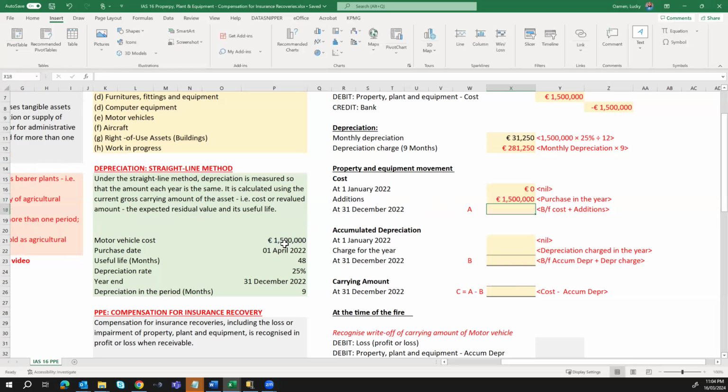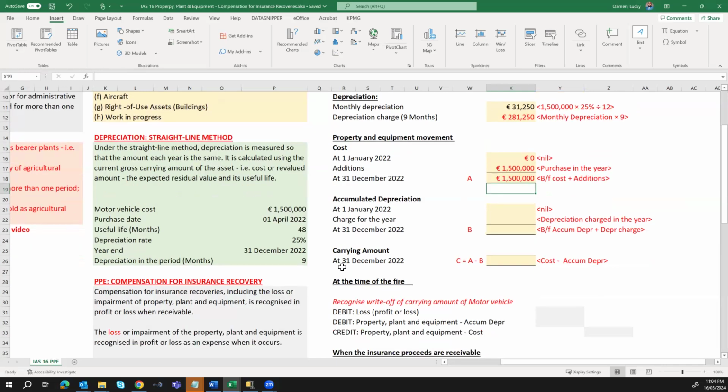Okay, 1.5 million euros. So the total cost for the period is the brought forward cost plus the additions, which gives us the 1.5 million euros. Then we move down to the accumulated section. So again, we don't have any accumulated brought forward because cost brought forward was 0, so accumulated will also be 0. Then charge for the year will be the depreciation we calculated for the 9 months period. All right, so that will be our depreciation charge for the year of 281,000 euros.